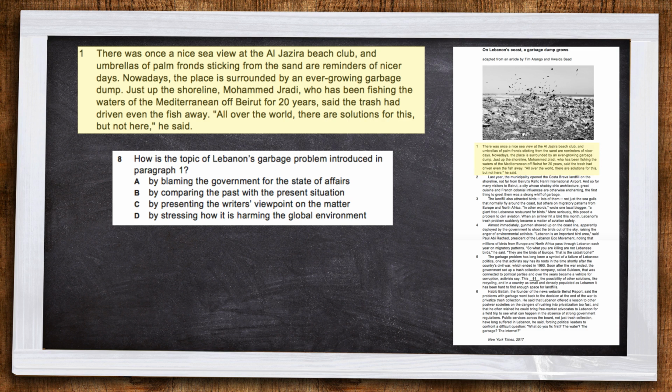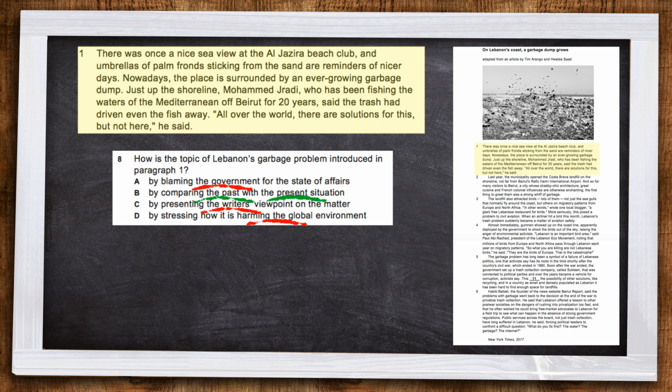Having read this, I go back to the question and read through the 4 options given. For answer A, I see that there is no mention of the government in the text. For B, I do think that the text deals with the past and present situations. For C, I do notice that an opinion is given in this text, but it's by somebody other than the writers of the text. And for answer D, I do not see anything in the text about harming the global environment, only the local environment. My answer therefore would be B.